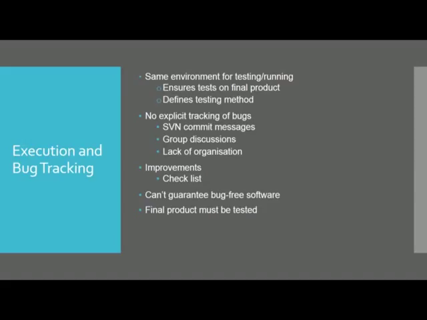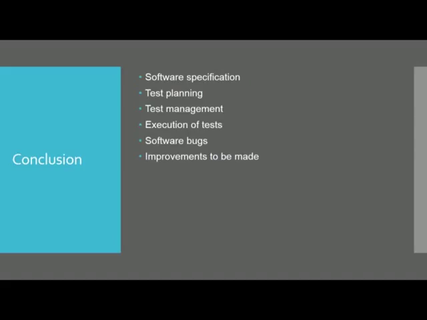In summary, this presentation has covered the development of software specifications with the end users, the form of test planning and management used by the group, what kind of environment the tests were executed in, and how bugs in the software were handled. While the testing process used by the group could have been improved upon with better planning and organization, software tests have been successfully executed to verify functional software modules.